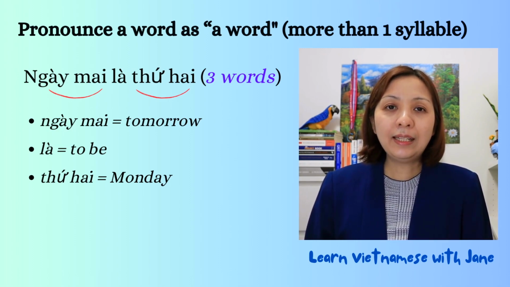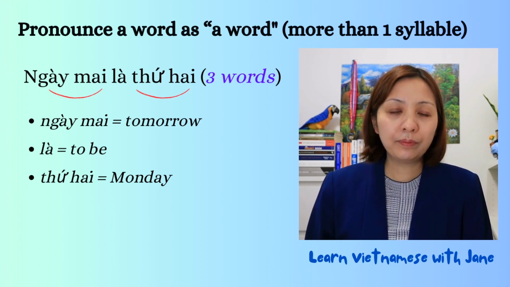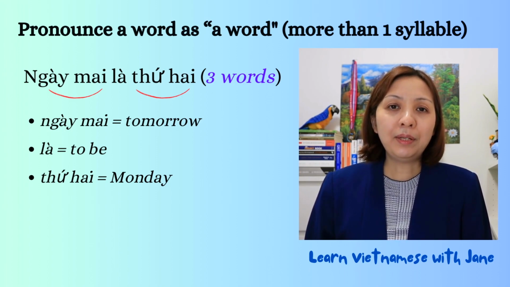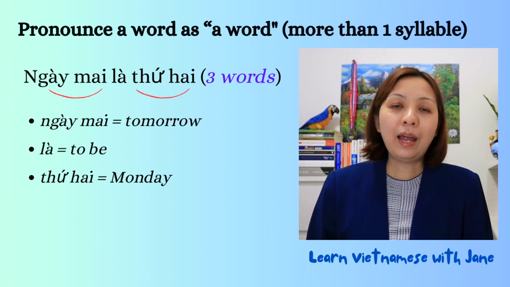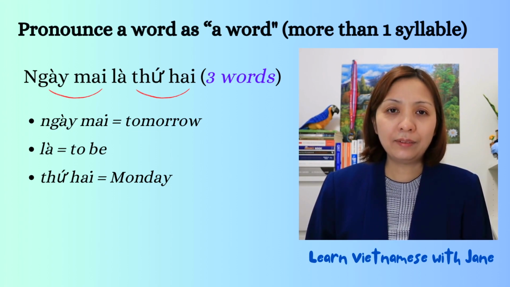So you can see that in this sentence we have three words. Ngày mai means tomorrow. Là means to be. And thứ hai means Monday. So I won't say ngày mai là thứ hai. I will say ngày mai là thứ hai. So you can see that I group the word ngày mai. I say it together. And I say thứ hai together.